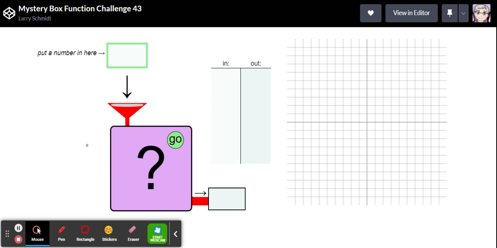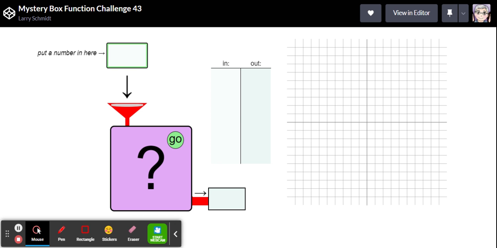In the purple box there is some mystery math and your challenge is to discover what that math is. You can use the link in the description, pause the video, and get to this page, enter in as many numbers as you like in the top, and see how they become transformed when they come out the bottom. We'll chart those here, all your ins and outs, and even graph those as ordered pairs, and that may help you get some clues about what is the mystery math. When you think you've got it, come on back, listen to the rest of the video, and see if I get the same thing you did.